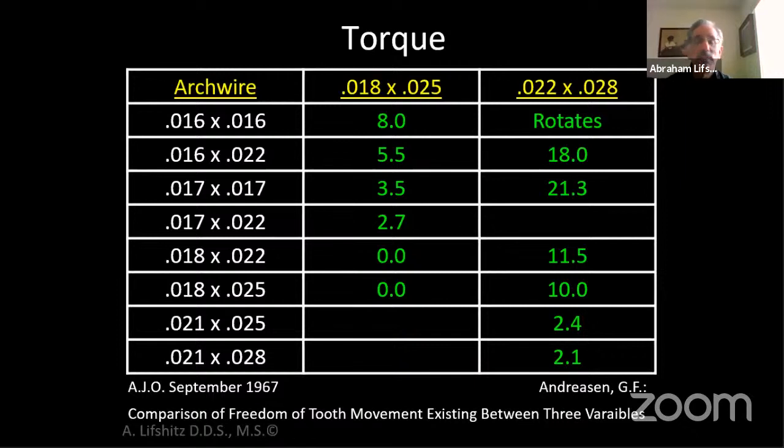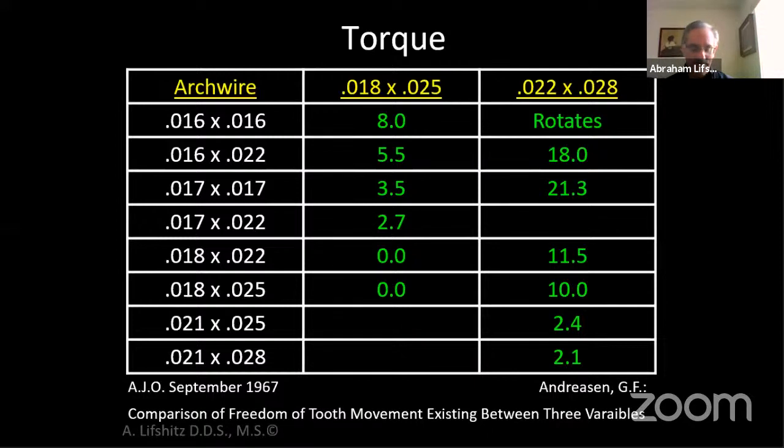I know that most of the time, if you're using an 18 by 25 slot, most practitioners use a 16 wire to finish. Mathematically, that wire plays 5.5 degrees, meaning that from the prescription that the bracket has, you are losing 5.5 degrees. If you're using a 22 by 28 slot and you're using a 21 by 25, you're losing 2.4 degrees. And if you're using a 21 by 28, you're losing 2.1 degrees.